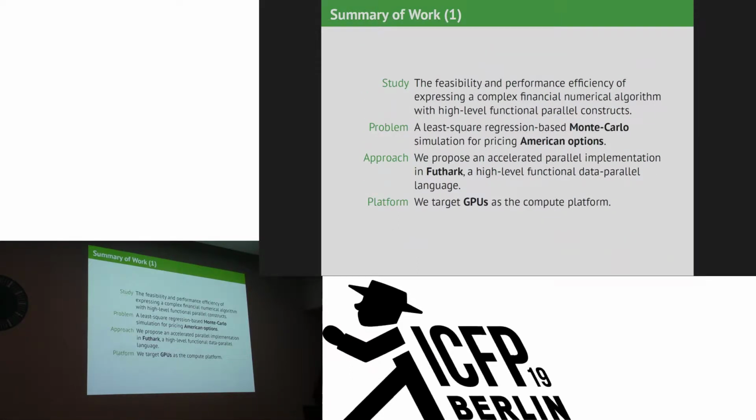If I were to give an executive summary, I would say that we study the feasibility and performance efficiency of expressing a practical, complex financial numerical algorithm using high-level data-parallel functional constructs. We limit it to a particular problem, which is a Monte Carlo simulation, but a specific one where a least squares regression is used. I will tell you more about it in a sec. I'm from the Futhark camp down in Copenhagen. I'm accompanied here by the creator, Troels, sitting there in the corner, and Fritz. So I'm not alone here. And in this project, we target GPUs.